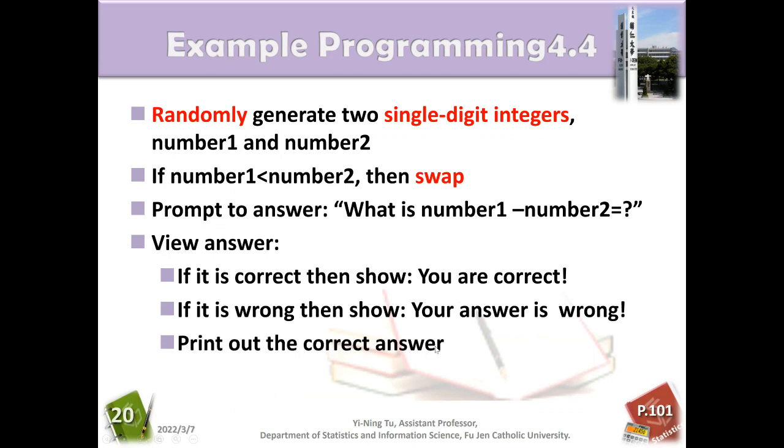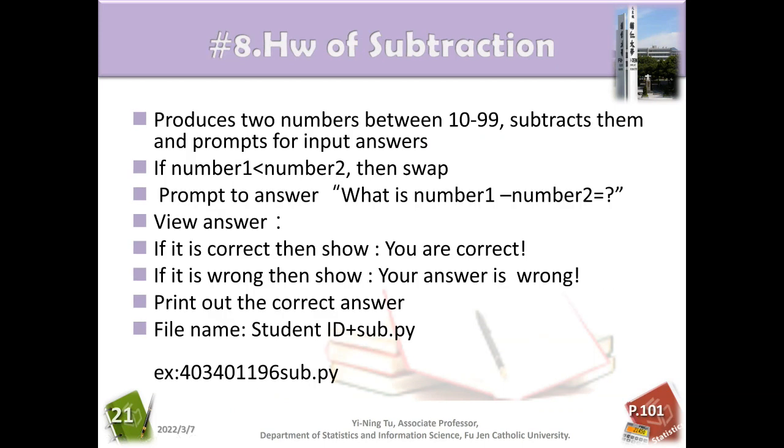Print out the correct answer. So there is an assignment here, assignment 8 homework. So we will produce two numbers between 10 and 99, and we want to subtract them and prompt for the input answer. If number one is smaller than number two, then swap. You know swap, x, y equal y, x. First number, second number, we use a swap: first number, second number equal second number, then first number.